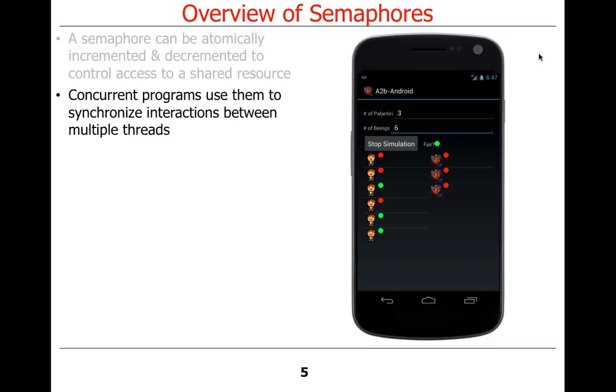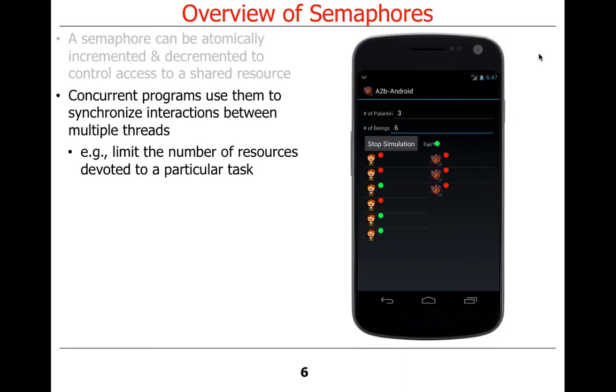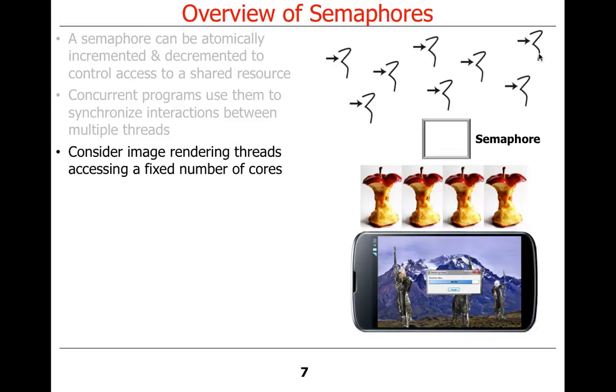So, for example, here's a picture from our Palantir Manager program, where we have a limited number of Palantir and a larger number of beings that want to access the Palantir. And you can go and read more about semaphores at this link. Typically, you use a semaphore to limit the number of resources that are devoted to a particular task. So even though you might have 100 threads running, you probably have a smaller number of actual resources, like cores, and you want to limit the number of threads and their access to the cores. In fact, that's actually a pretty good example.